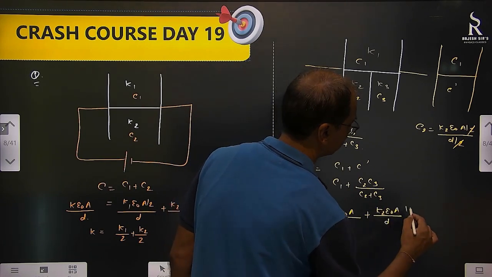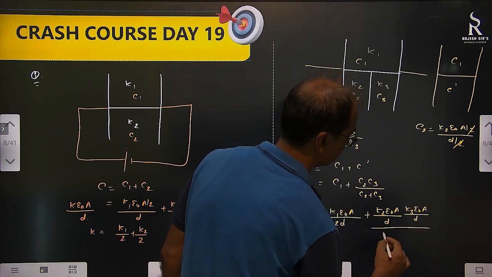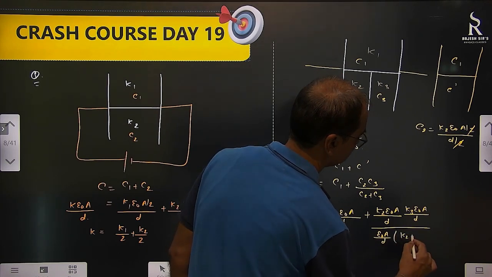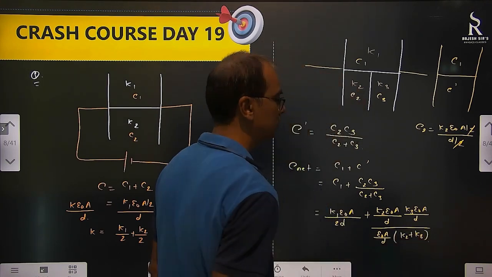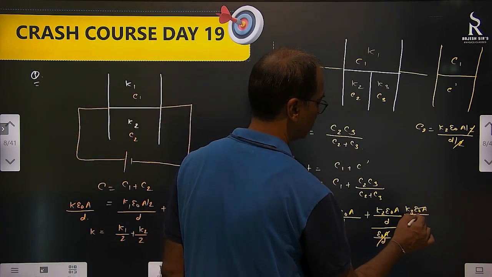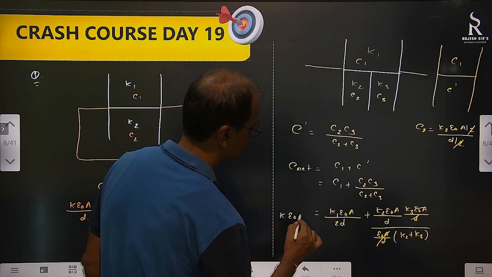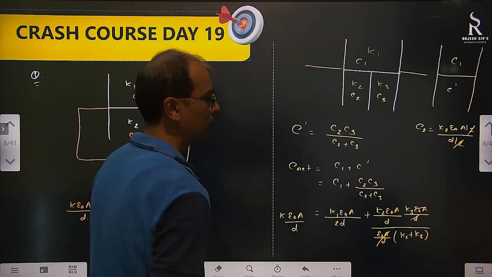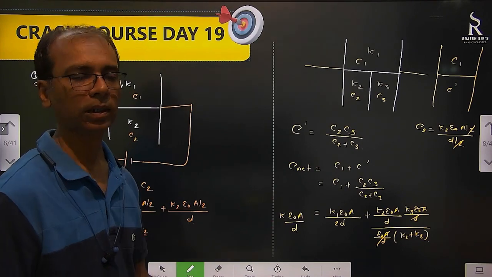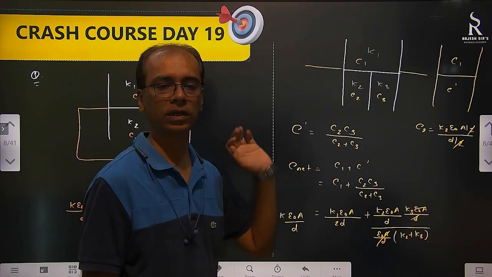Same way C3 is K3 epsilon naught A by D. Epsilon naught A by D you take common, then you have K2 plus K3. This we have to solve. This epsilon naught A by D and this epsilon naught A by D cancelled. And here C net is K epsilon naught A by D. So we will solve this one and we'll get the answer. This way we can find out if they are asking us what is effective K value.